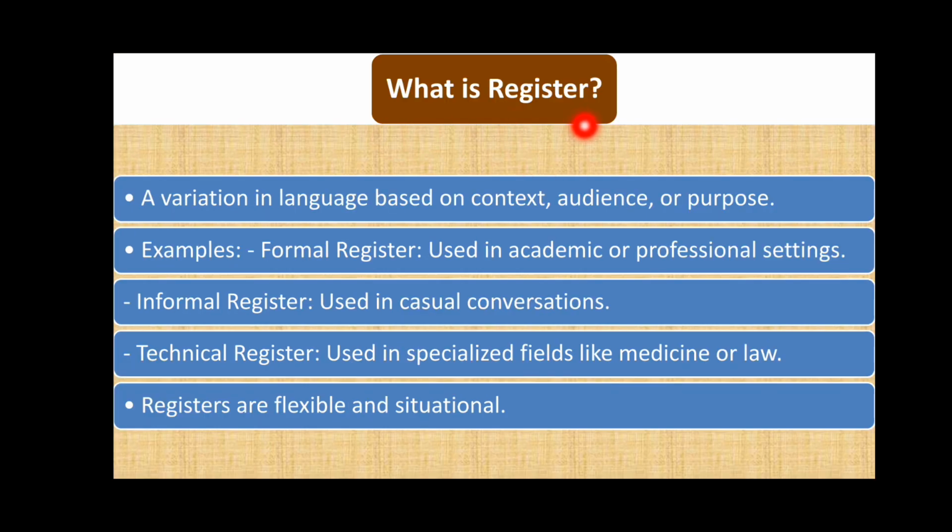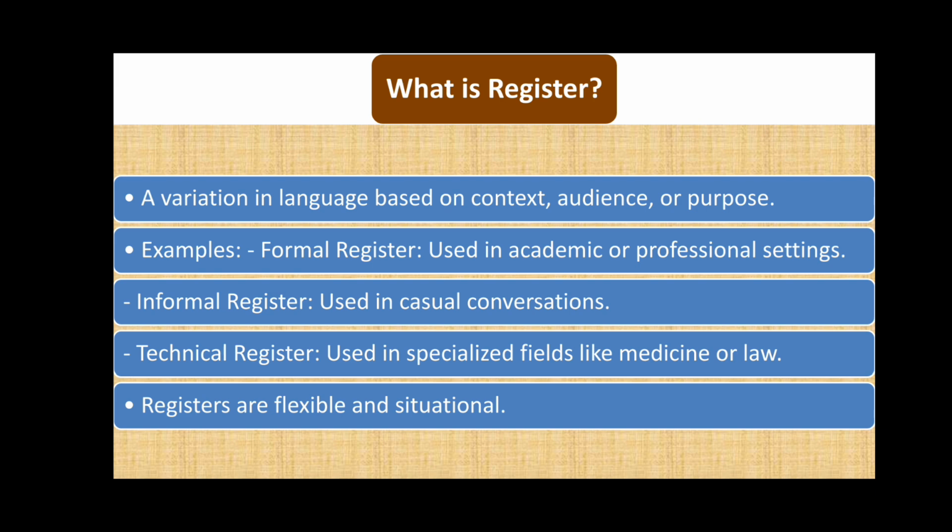Now, what is register? A variation in language based on context, audience, or purpose. So when you change the context, variation changes. When you change the audience, register changes. When you change the purpose, your register changes. Example, formal register is used in academic or professional settings. Informal register is used in casual conversation. It's not the case like low variety and high variety, where one is acquired at home as a first language and one is acquired in school or a formal setting as a second language. It is something situational, contextual, fine.